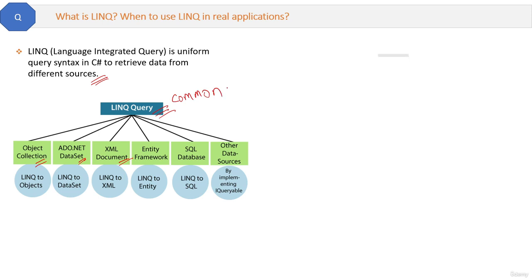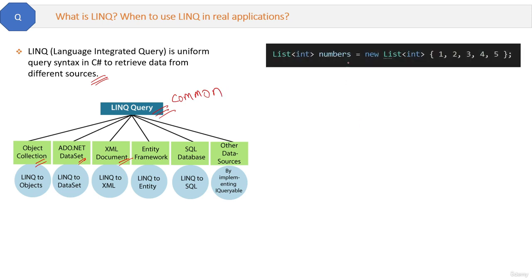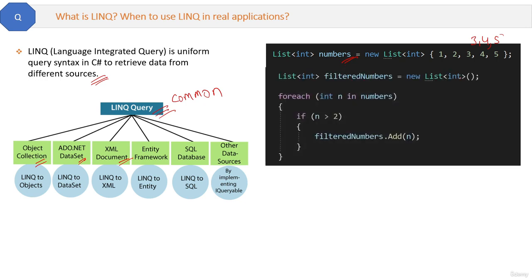See the code here. Here we have the list of numbers 1 to 5. Now suppose we need a filtered list from it which has numbers only greater than 2, meaning 3, 4 and 5 in the result. For that, normally we will create one more list named filtered list. Then with the help of a foreach loop, we will iterate the main numbers list. Then we will check whether the number is greater than 2. If yes, then we will add the number to the filtered list. And finally, after repeated iteration, we will get the new filtered list. But this is the normal approach.